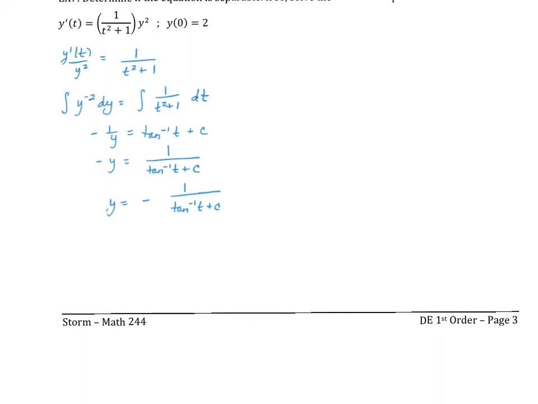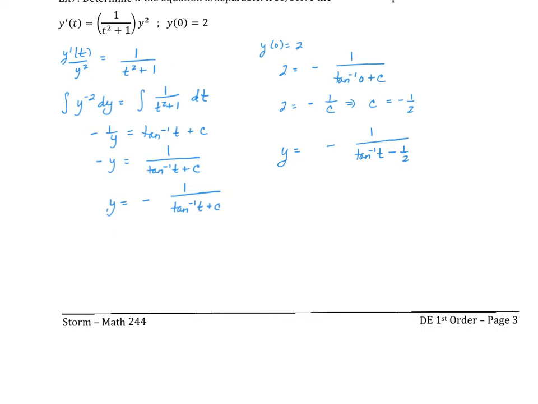I do have my initial condition that y of 0 is equal to 2. So what that means in this equation is that y is 2, negative 1 over tangent inverse of 0 plus c. So tangent inverse of 0 is simply 0. This is going to be a negative 1 over c. So if 2 is equal to negative 1 over c, that must mean that c is equal to negative 1/2. My explicit solution, y equal to negative 1 over tangent inverse of t minus 1/2.